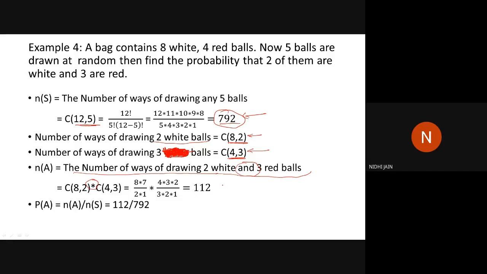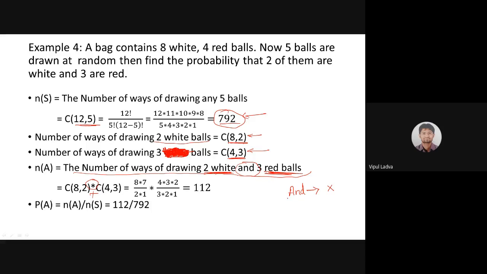Because we want to know the total possible ways of drawing 2 white and 3 red balls. That's why. Instead of multiplying, if I use addition, will it work? No, sir, it won't give the total. We have different ways for drawing balls. It won't give the total.